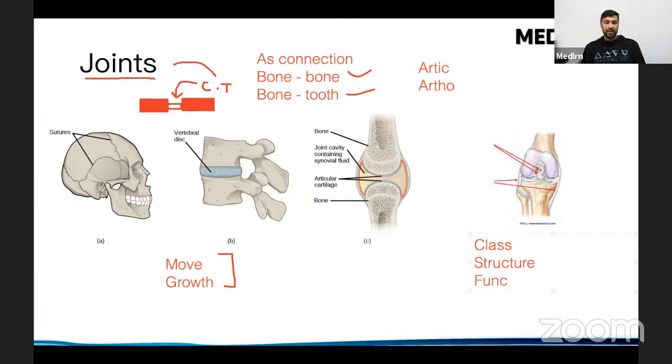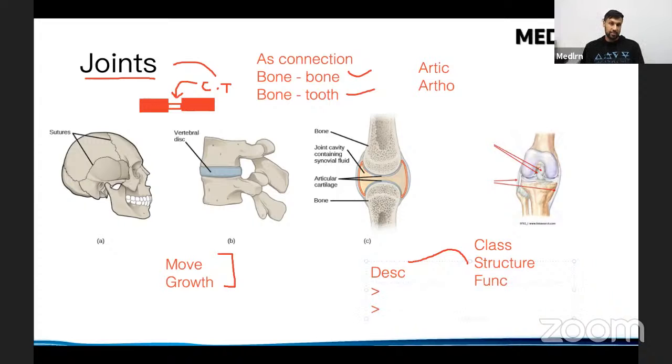So you can classify joints based on their structure or their function. When we're talking about structure, we're describing the joint itself. You're looking at the joint, seeing what kind of joint we have. And there are two major classifications.